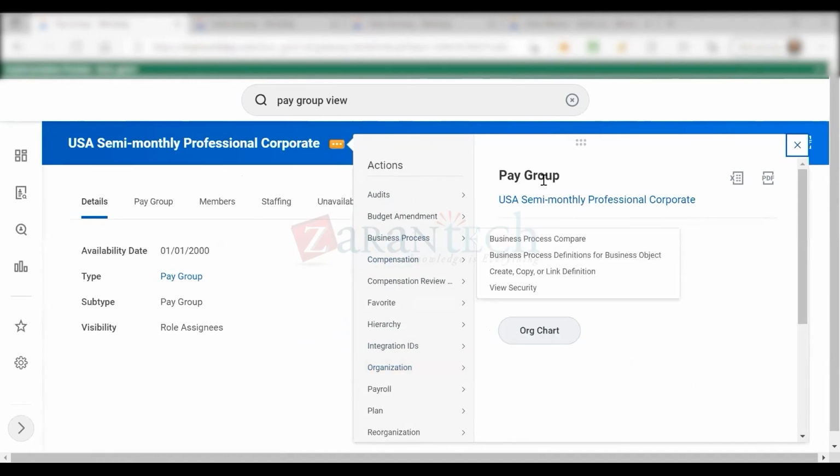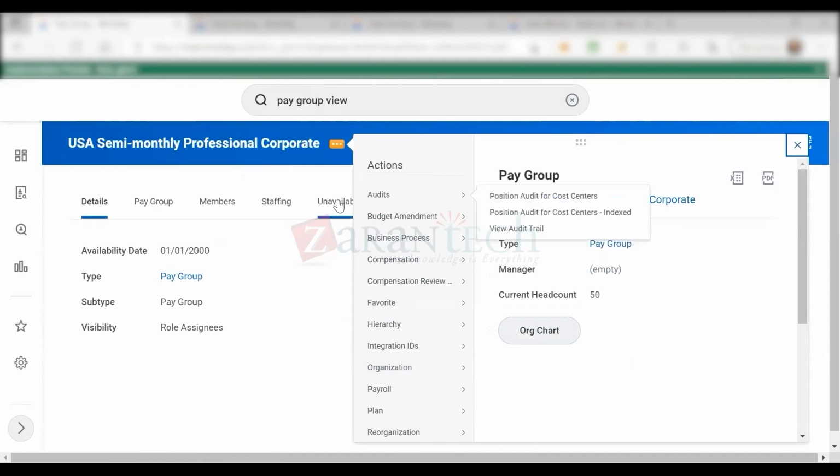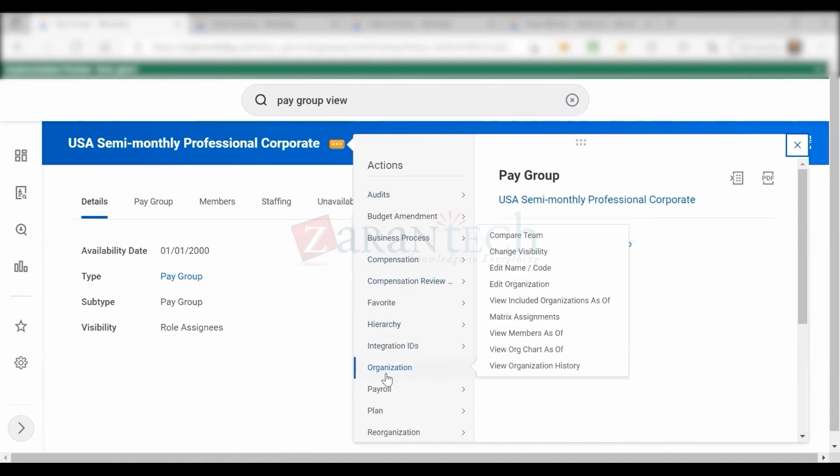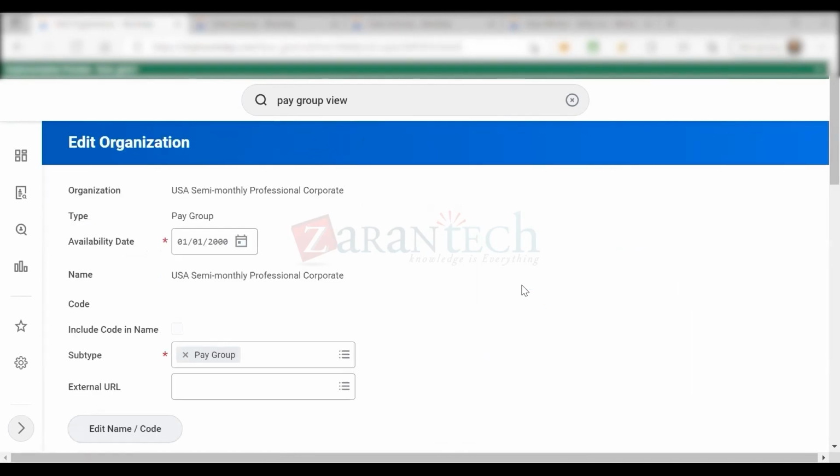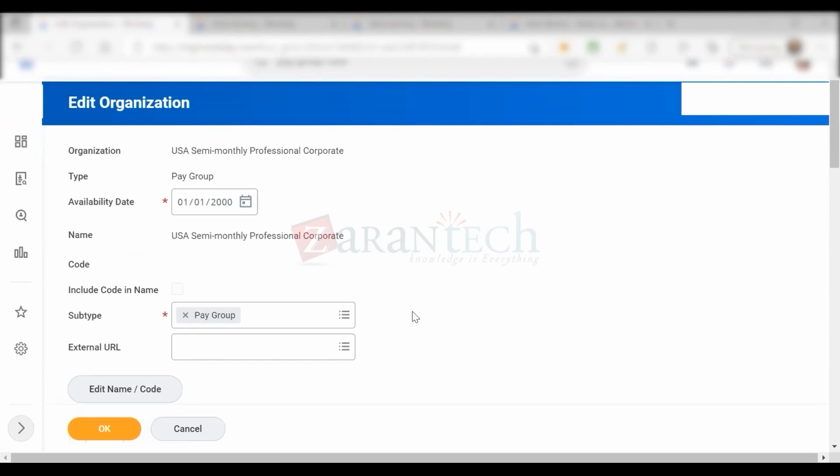Although it is saying pay group, it is not showing the organization. But if I want to edit, you will see the organization. And in order to edit pay group, you need to go under organization and click on the task called edit organization. Then it will open up.